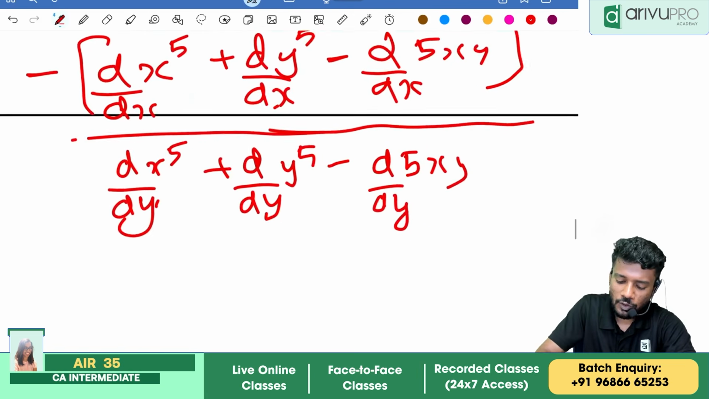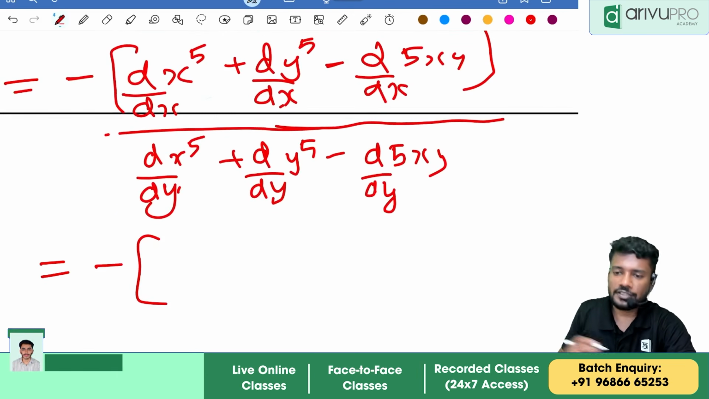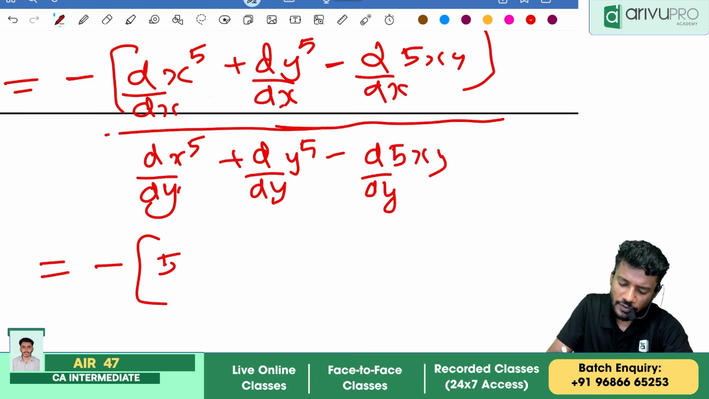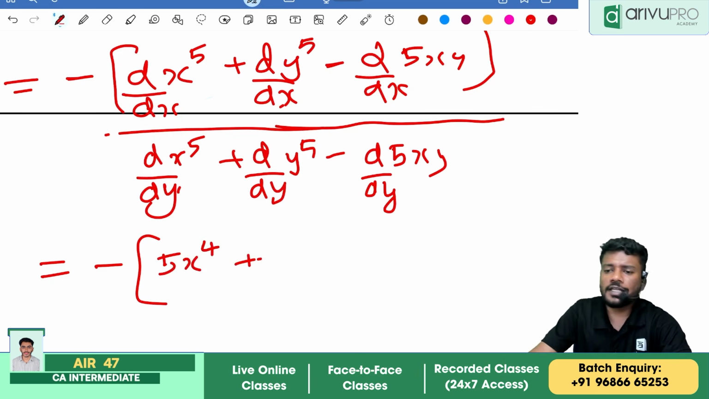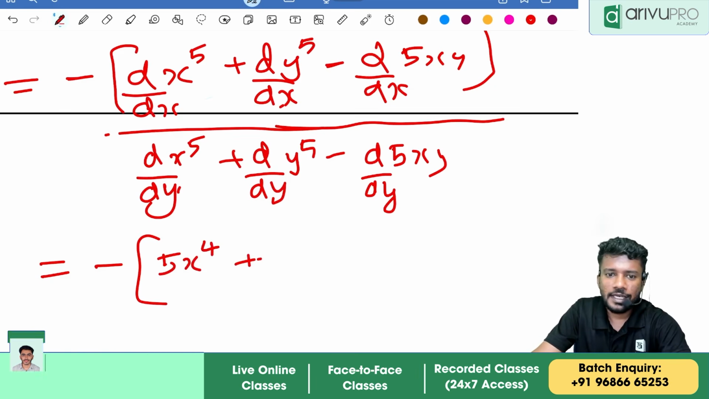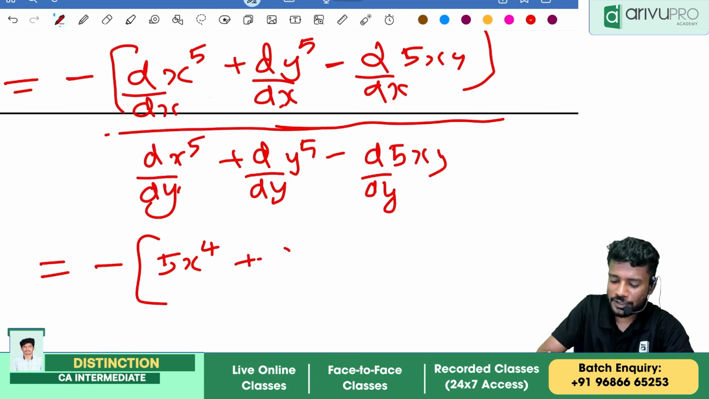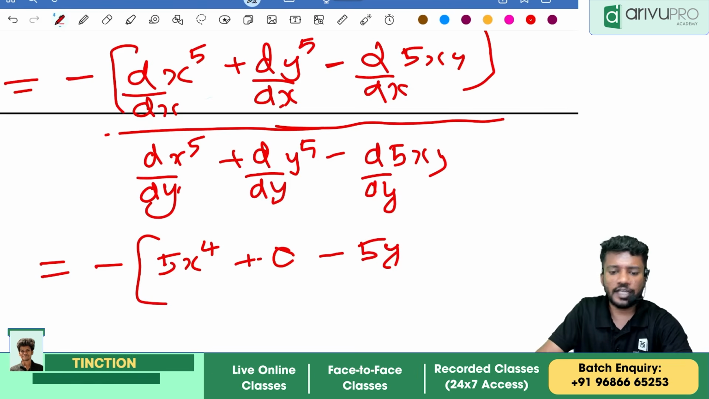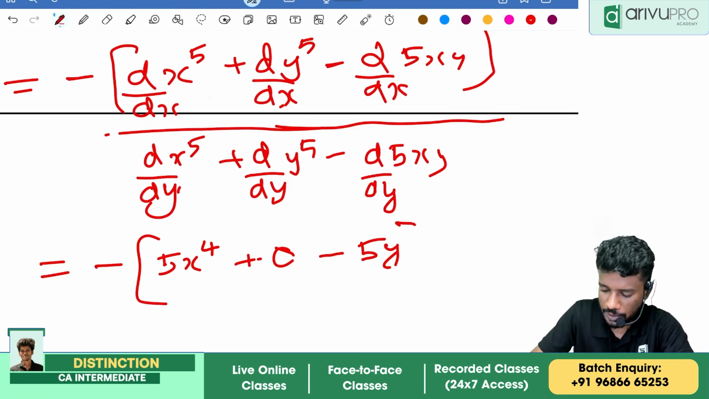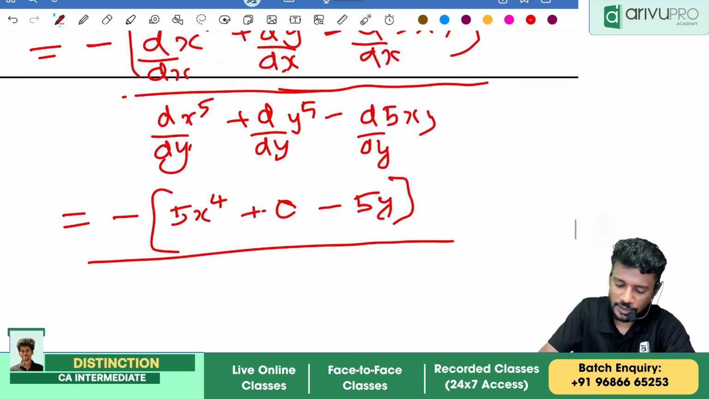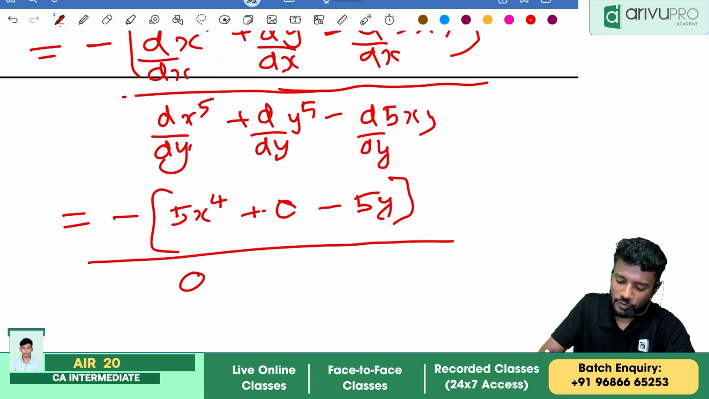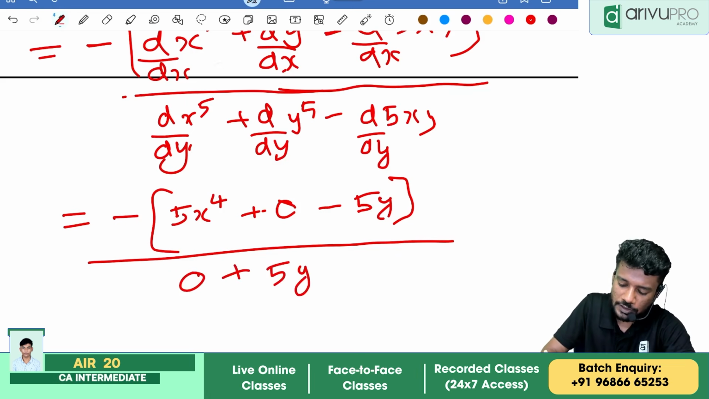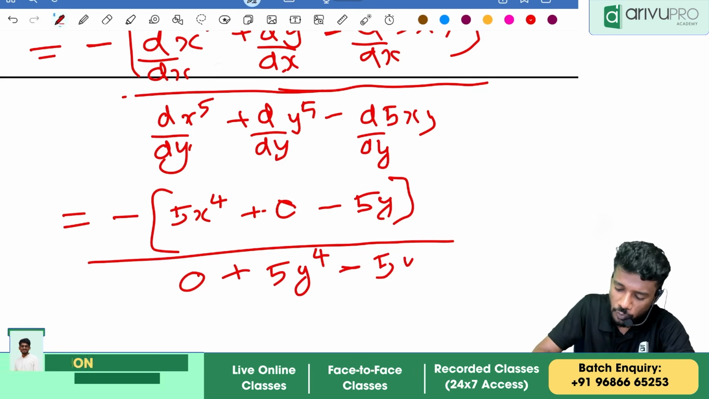Now, what is the derivative of x raised to 5? 5x power 4, plus the derivative of y, which here is a constant, so the derivative of a constant is 0. Minus 5y, with y taken outside, because dx by dx is 1. The entire thing is divided by the derivative of x raised to 5, which is 0 because it is a constant there, plus 5y raised to 4 minus 5x.